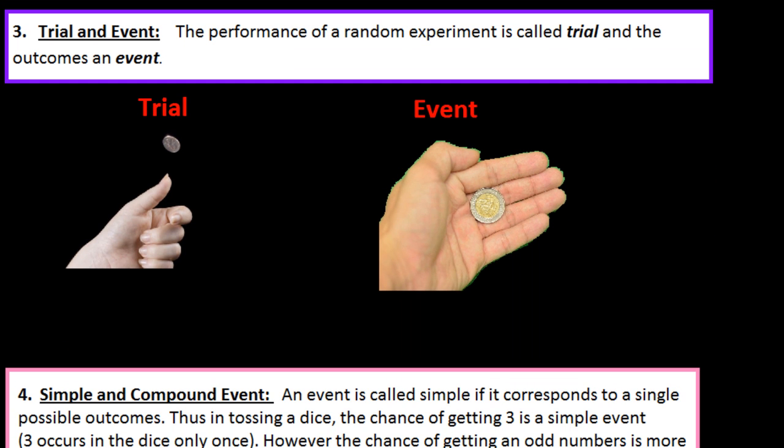Now I explain trial and event. The performance of a random experiment is called a trial, and the outcome is an event. If we are tossing a coin, the tossing is the trial, and the result we get, head or tail, is called the event. Look at this picture.